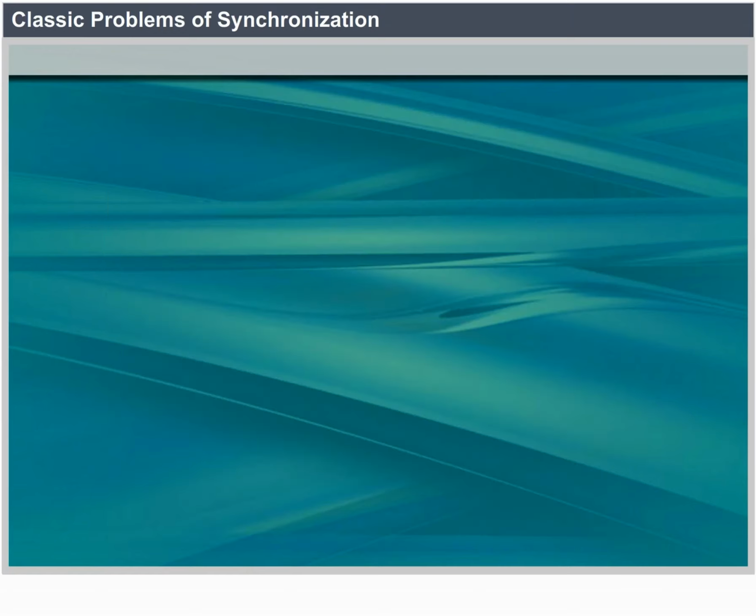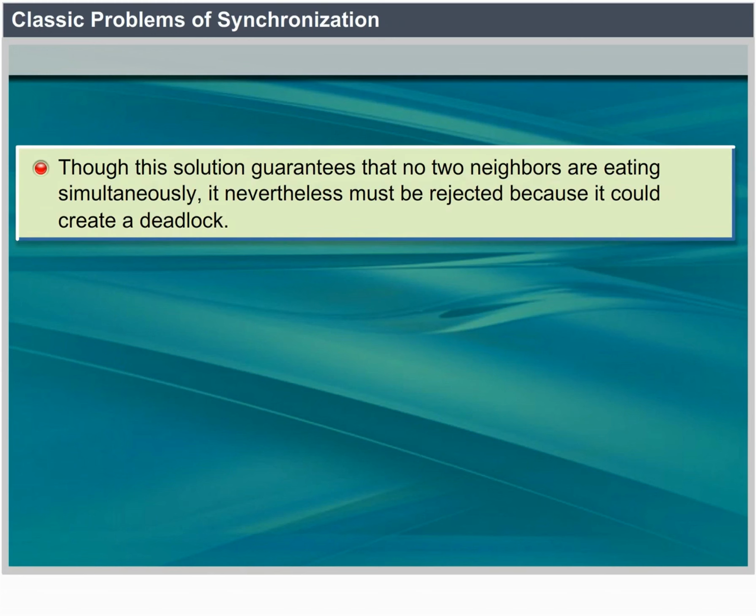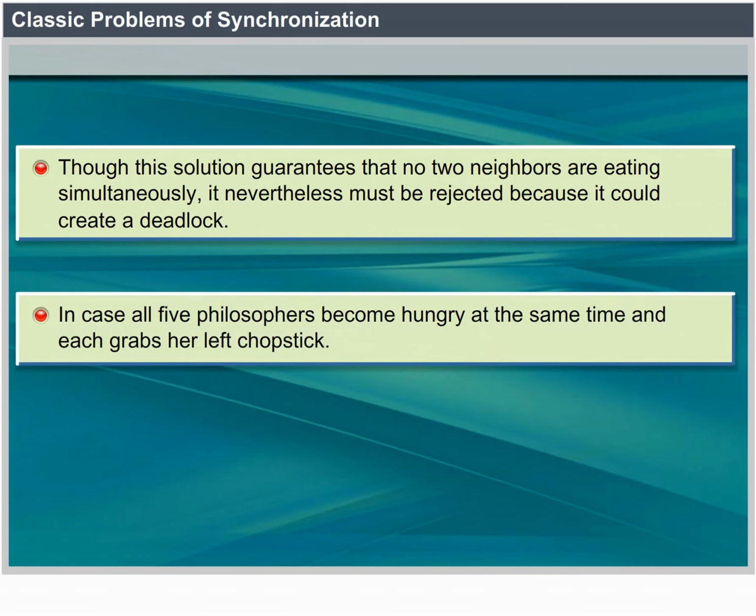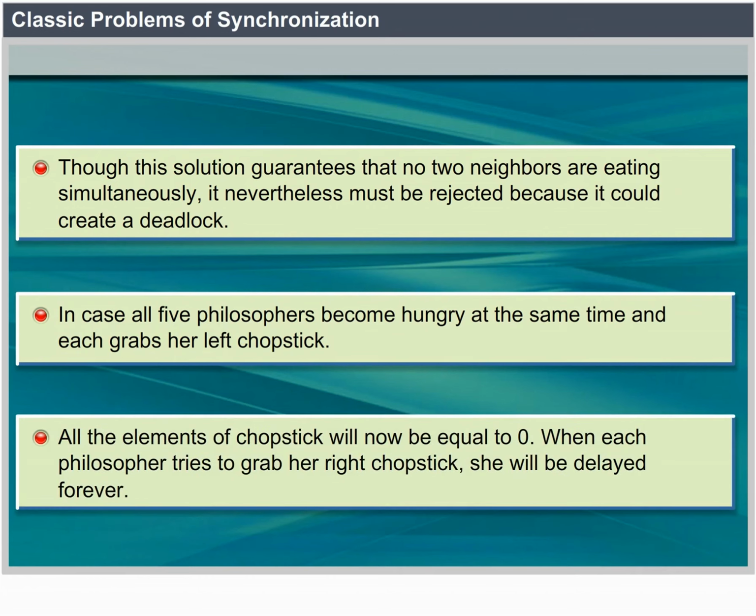Although this solution guarantees that no two neighbors are eating simultaneously, it nevertheless must be rejected because it could create a deadlock. Suppose that all 5 philosophers become hungry at the same time and each grabs her left chopstick. All the elements of chopstick will now be equal to 0. When each philosopher tries to grab her right chopstick, she will be delayed forever.